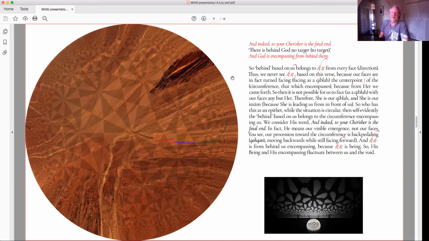In fact, he means our visible emergence, not our faces, because we're facing forward. You see, our procession towards the circumference is backpedaling. That's al-qaqara, moving backwards while still facing forward. So who is from behind us encompassing, because who is being. So his being and his encompassing fluctuate between us and the void.